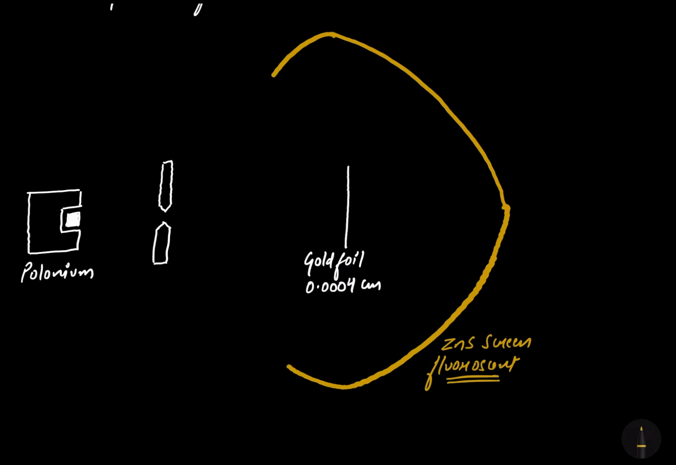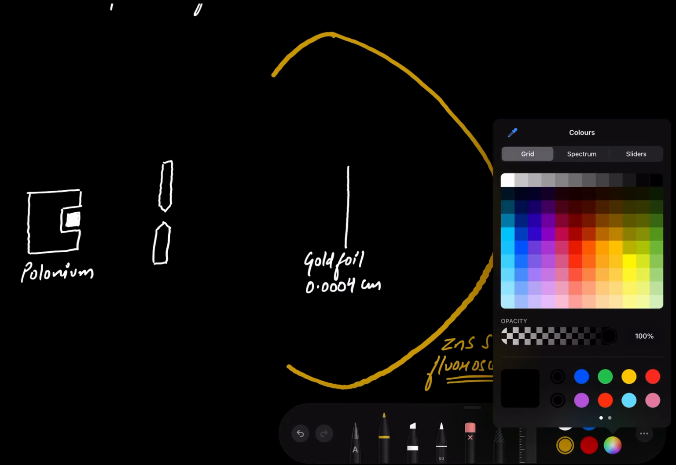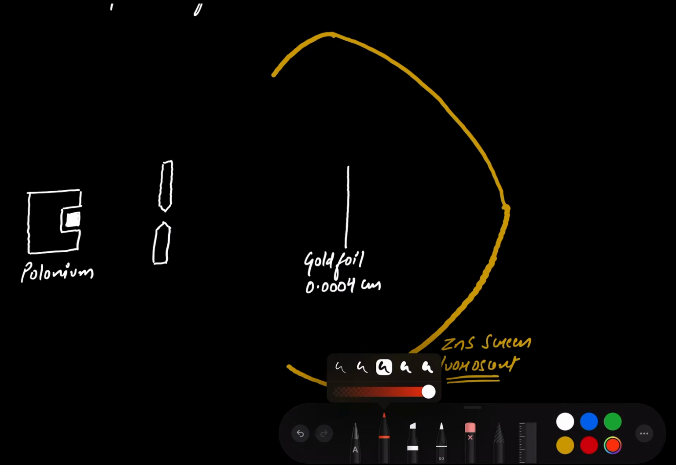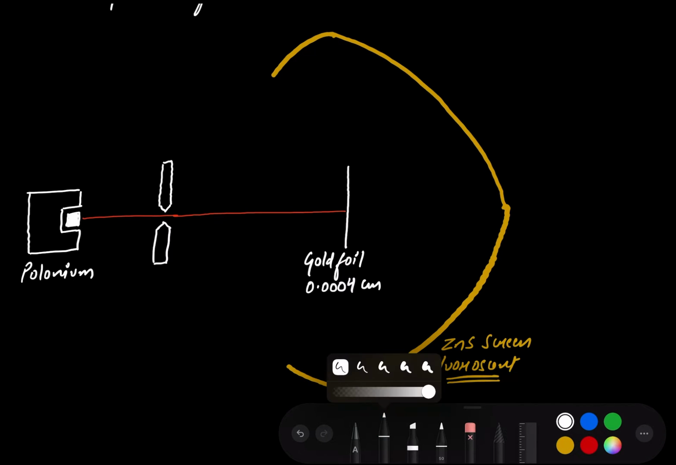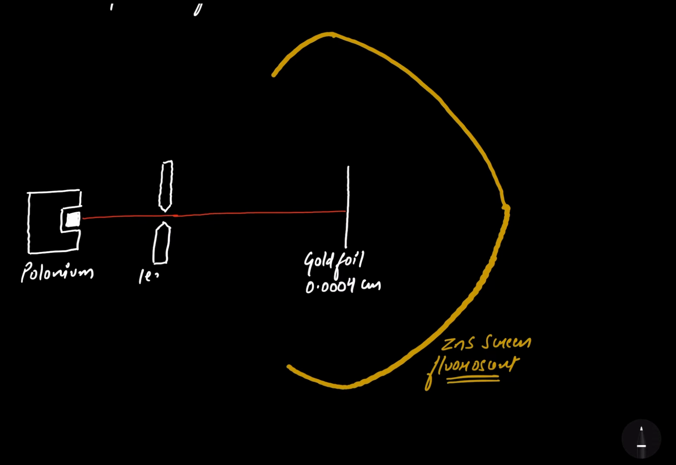So what will happen exactly now? Polonium will emit the alpha particles, and that beam of alpha particles will be guided by the lead plates to strike the thin gold foil. First of all, my dear students, these were the lead plates. Let me do it again for you.